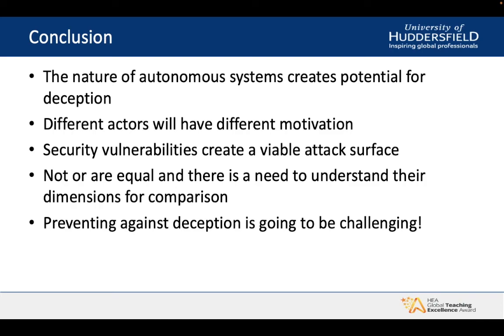So just to provide a conclusion, before I have time to answer some questions: the nature of autonomous systems creates a potential for deception. Different actors will have different motivations as to why they want to deceive. Security vulnerabilities create a very viable attack surface, and a way that the attacker can launch a deceptive behaviour. But not all are equal, and there is a need to understand their dimensions for comparison, and that's why I presented those dimensions and some earlier work we've done there. And defending against deception is going to be challenging, right? There's no doubt about that. So further work is certainly needed here.